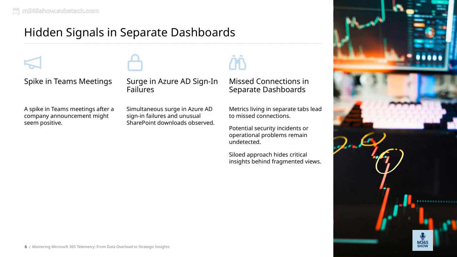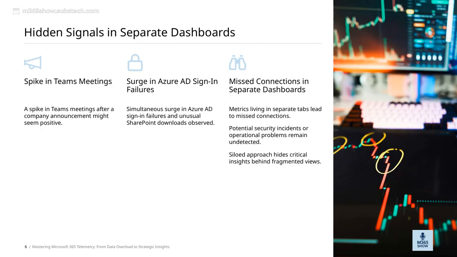Let's take a closer look at some of the challenges with separate dashboards. When metrics are kept in different tabs, it becomes easy to miss the bigger picture. This fragmentation can prevent us from recognizing potential security threats or operational issues before they escalate. Essentially, a siloed approach hides critical insights behind disconnected views, making it harder to respond quickly.